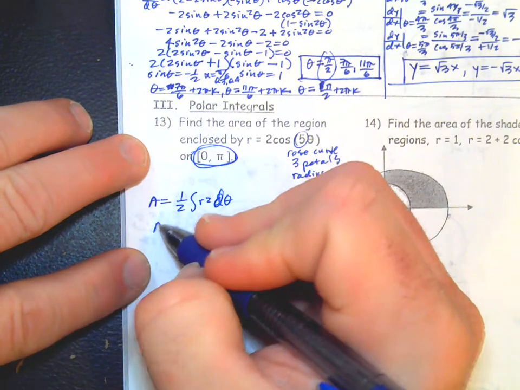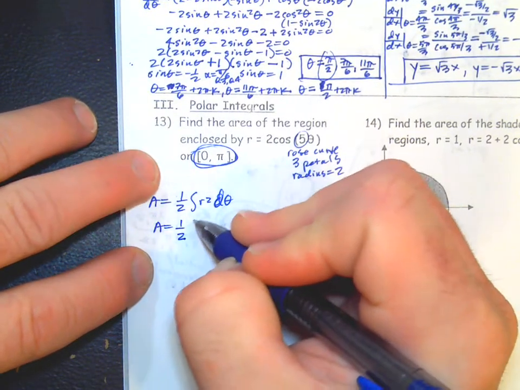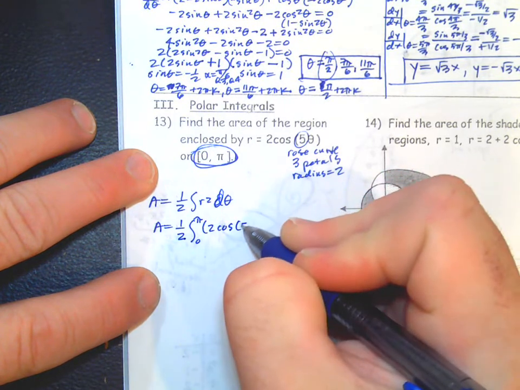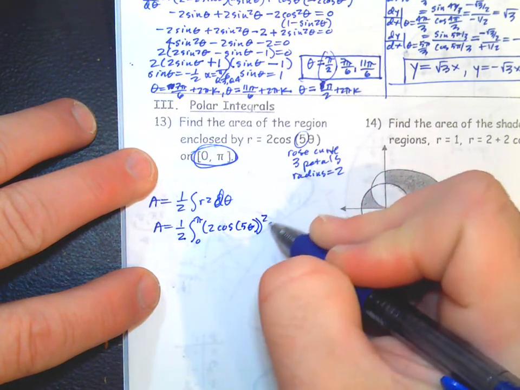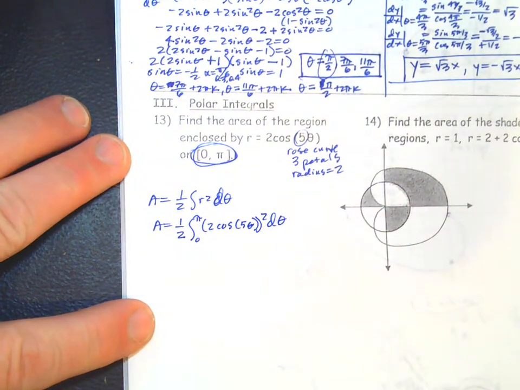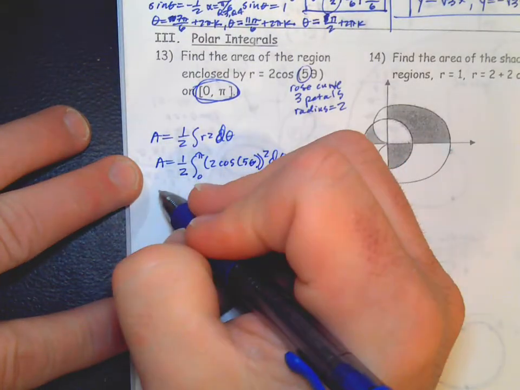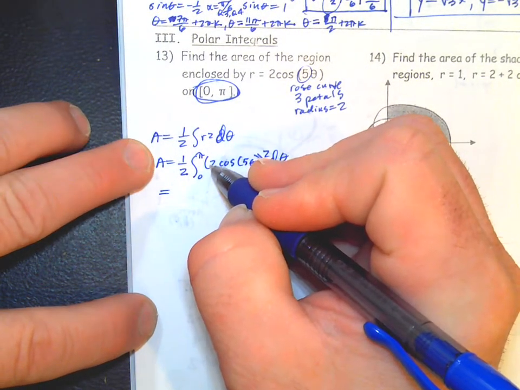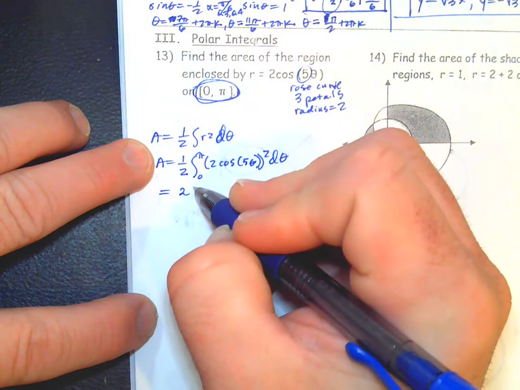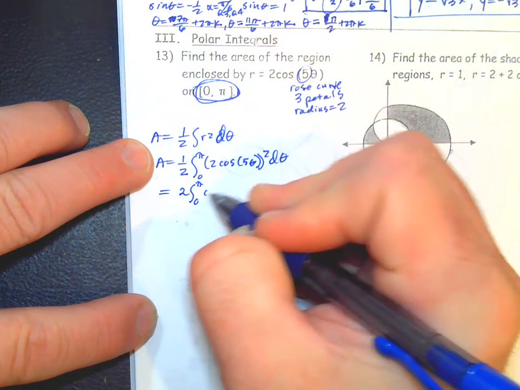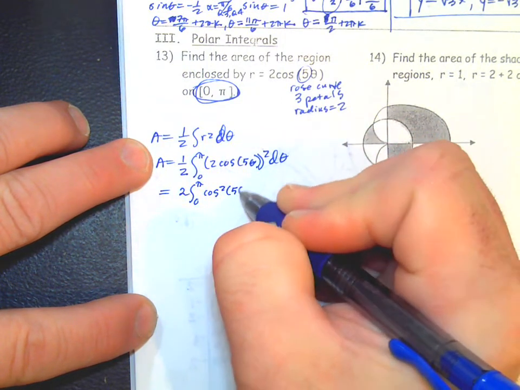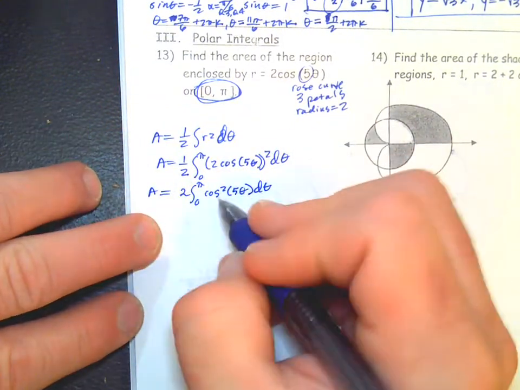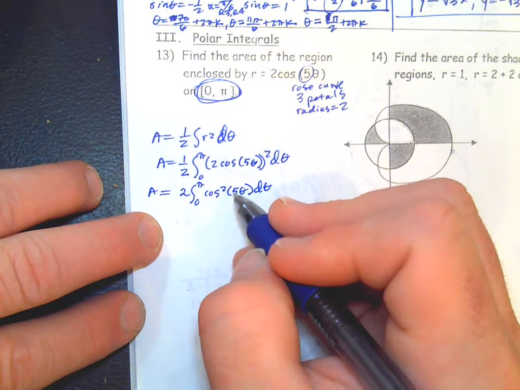And so we're going to do 1/2 integral from 0 to pi of (2 cosine 5 theta) squared d theta. So that's just your setup. And the 2 gets squared, becomes a 4. So now we have 2 times the integral from 0 to pi of cosine squared 5 theta. And we need to use some trig identities, double angle for cosine, to deal with sine squared and cosine squared.